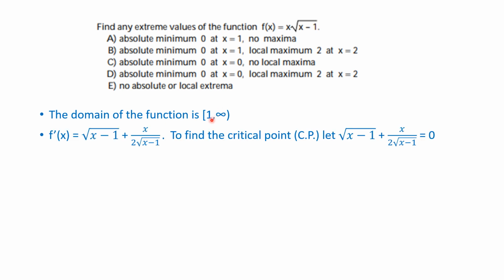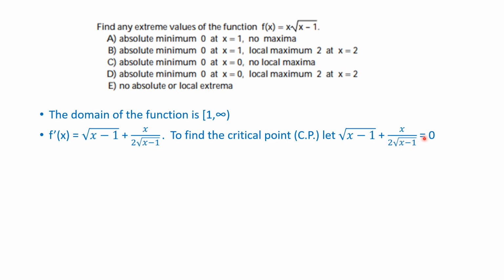Now the second point is we have to get the derivative of the function because we're looking for extreme values. So the first derivative is going to be square root of x minus 1 plus x divided by twice square root of x minus 1. To find the critical points, let square root of x minus 1 plus x divided by twice square root of x minus 1 equal 0.